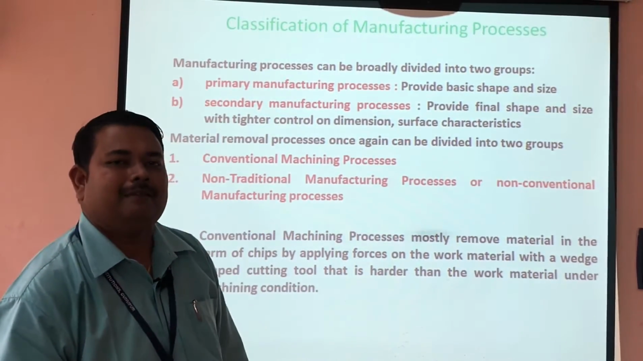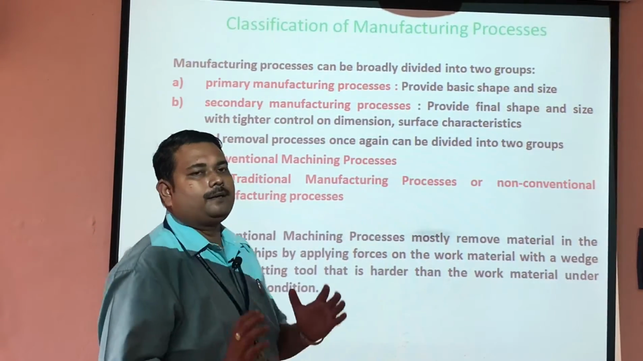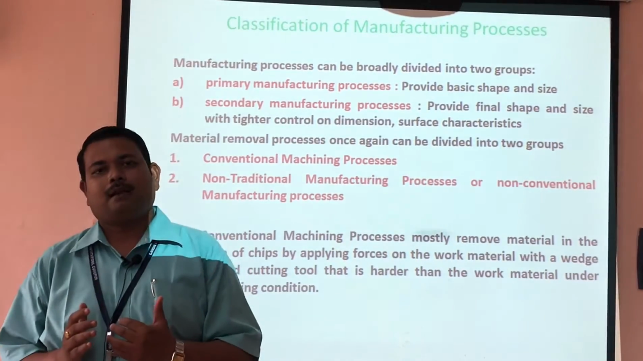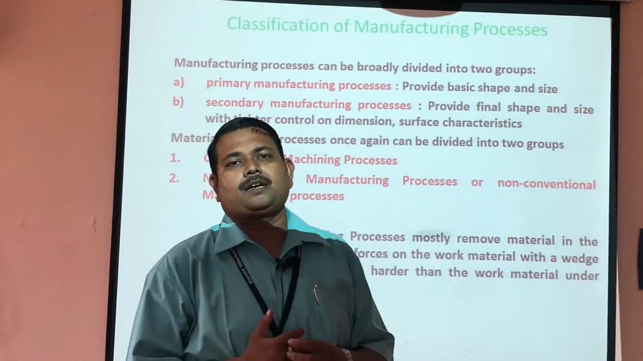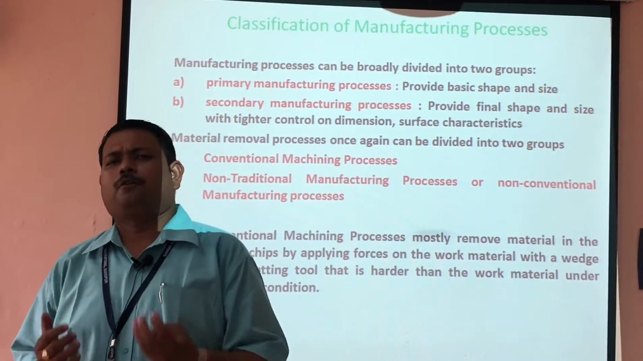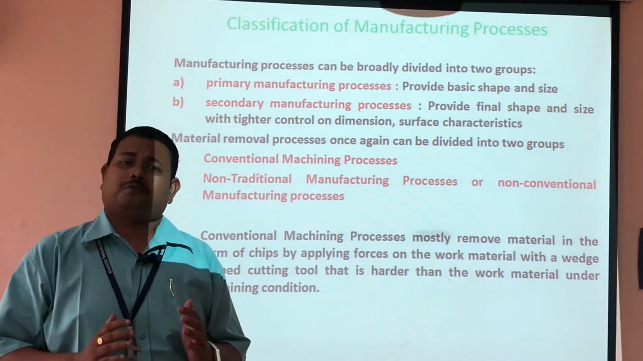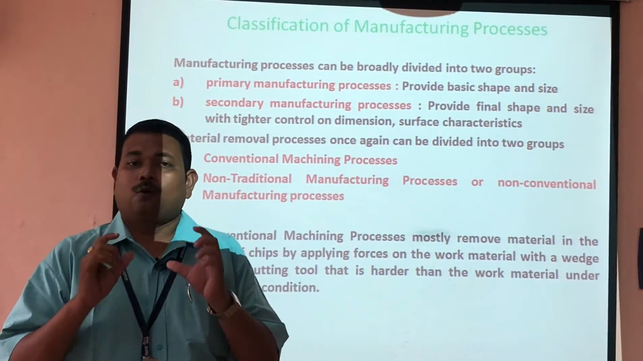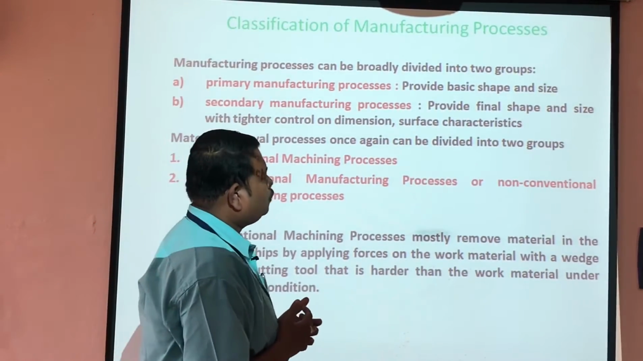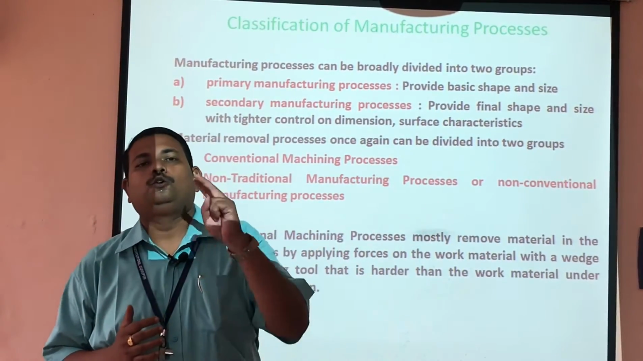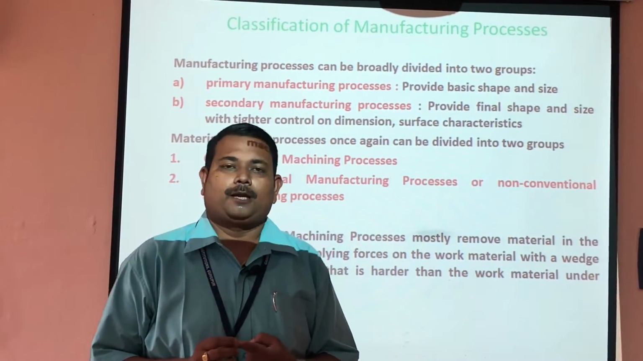Now, I have to classify the conventional machining process based upon the different energy domain. Conventional machining processes are of various types. Take an example, maybe the lathe machine, maybe your milling machine, maybe grinding machine, all are related to a conventional machining process where the energy domain is only mechanical energy. Basing upon that, the manufacturing process is divided into two categories. One is primary manufacturing process, second one is secondary manufacturing process.